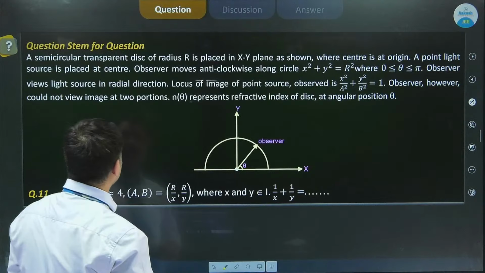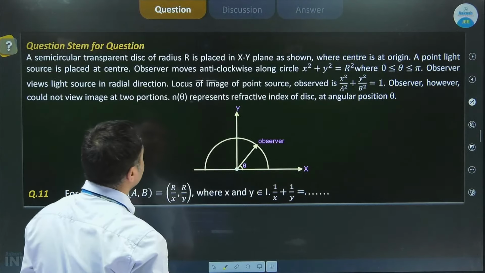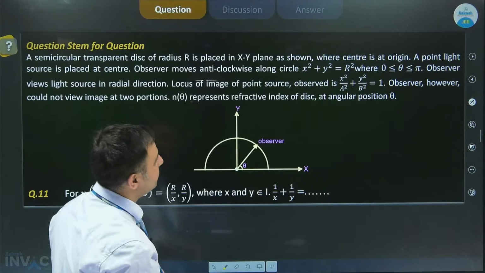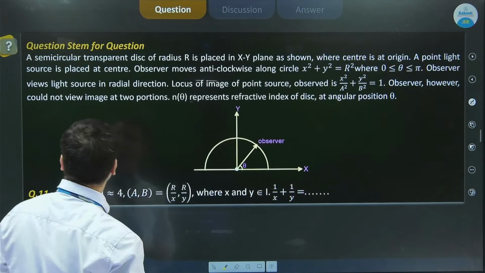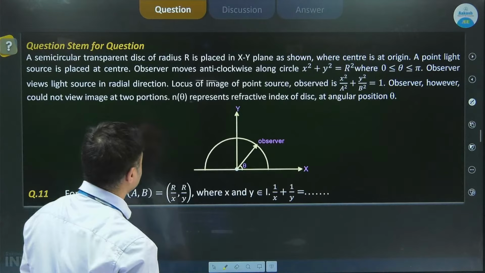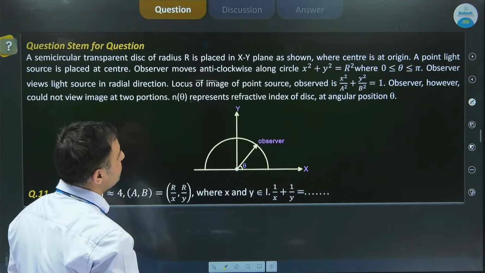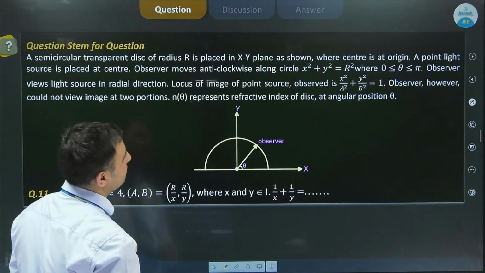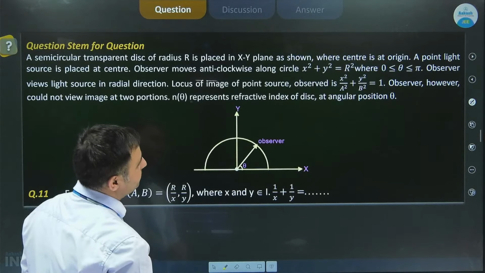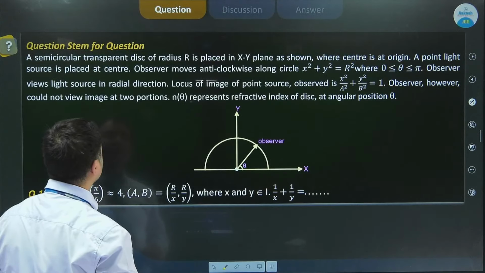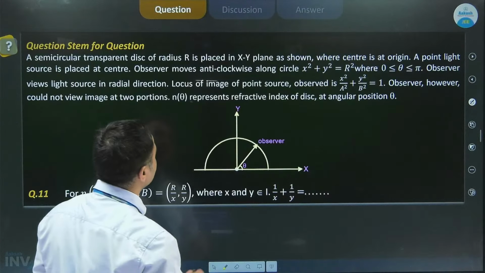A semicircular transparent disc of radius r is placed in the xy plane as shown, where the center is at the origin. A point light source is placed at the center. Observer moves anti-clockwise along x square plus y square is equal to r square, where theta is between 0 to pi. Observer views the light source in the radial direction. Locus of image of point source.